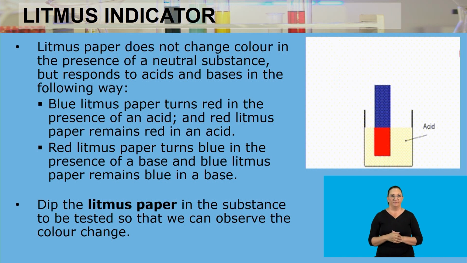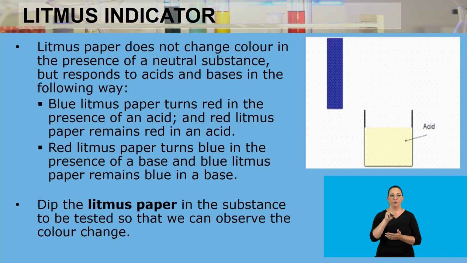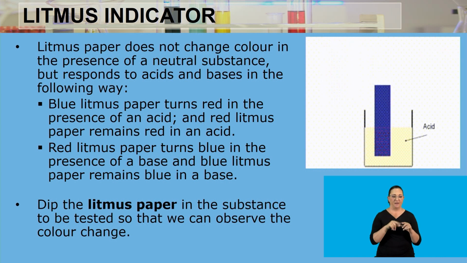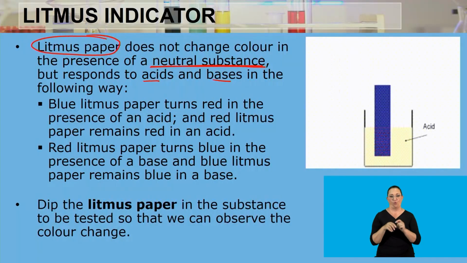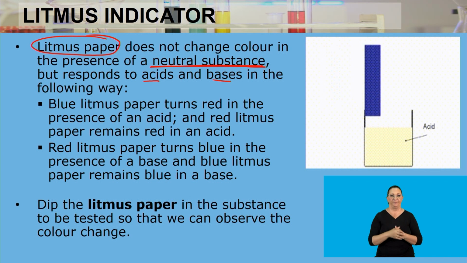Now, we also have litmus indicators. Litmus paper does not change color in the presence of a neutral substance. So if litmus paper, our indicator, is dipped into a neutral substance, it will not change color. However, it is going to respond to acids and bases. If that litmus paper is dipped into an acid or a base, it is going to respond. However, if it's dipped into a neutral substance, there won't be any response. It will just remain that particular color. If it's red, it will remain red.